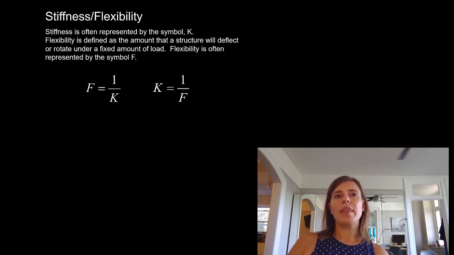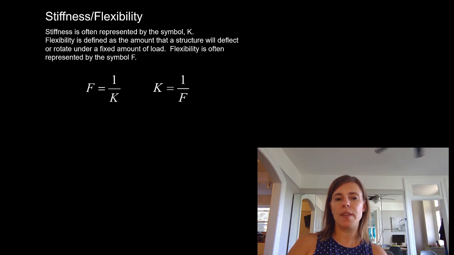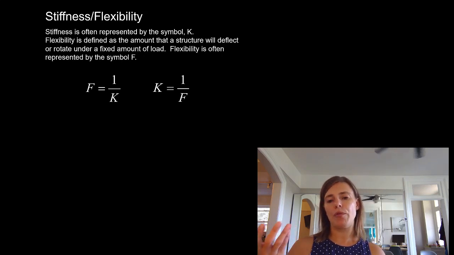So let's start with the concept of what stiffness is. Stiffness is often represented by the symbol K, and flexibility is defined by the amount that a structure will deflect or rotate under a fixed amount of load. Flexibility is often represented by the symbol F. I'm not going to test you on this slide, don't worry, but I want you to understand that stiffness and flexibility are related. They're the inverse of each other, if you want to think of it that way. So when we're talking about how stiff something is, we're also talking about how flexible it is.